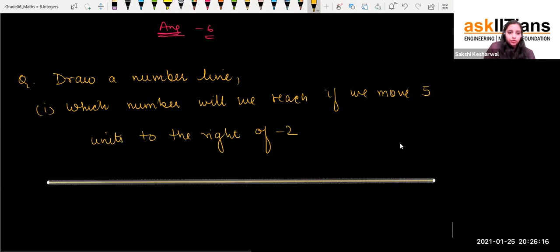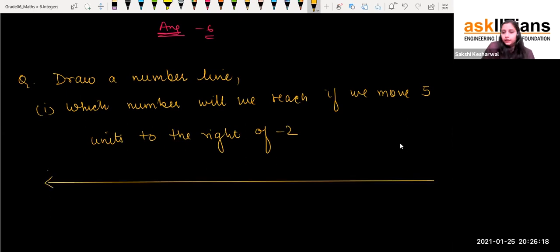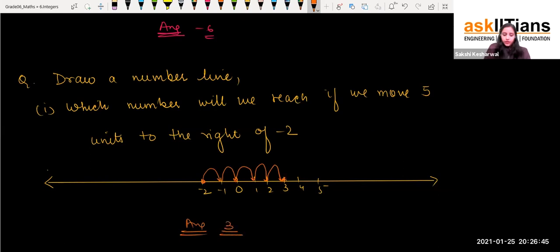So first you have to draw the line, right? Again, the number line. So always you have to make a number line. 1, 2, 3, 4, 5. This is -1, -2, right? So changing of color again. So this is -2. So we move to the right. So right means you're standing here. So you're going 1, then 2, then 3, then 4, and then 5, right? So you have reached the position 3. Yes or no? Your answer is 3. Yes?